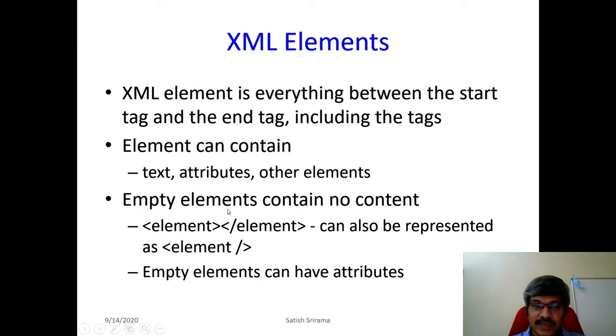An element can contain text, as we have seen with Satish Srirama, and it can have attributes as well. In this example, we have seen that the books have categories. There can also be other elements within it. If an element has nothing in it, it is called an empty element. It can also be represented as an element ending with a slash. Empty elements can have attributes.